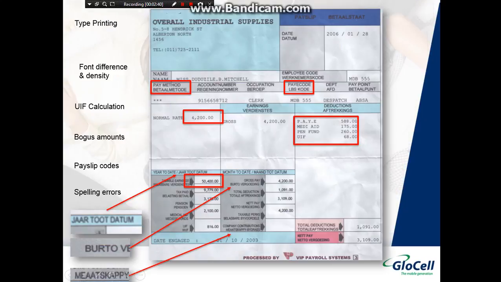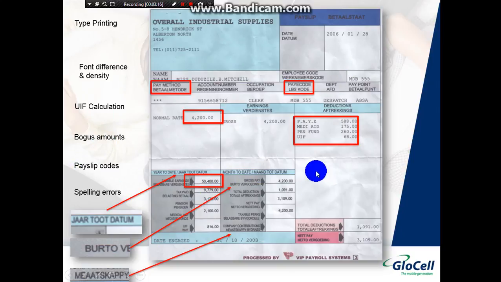In this case here, you will see the normal rate. It's 4,200, which means this customer should actually pay 42 rand, but in this case the UIF is 68 rand. So if you're earning 4,200, you should be paying 42 rand UIF. Spelling mistakes: you can see this word here, which is supposed to be maskape, an Afrikaans word. So this information here is correct.